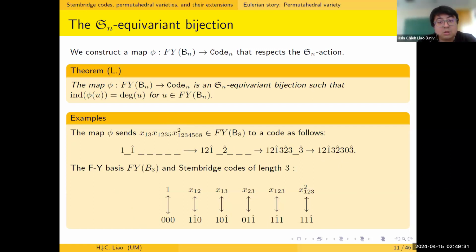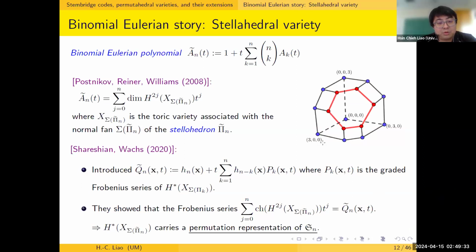Yeah. So next, we proceed to see a kind of parallel story, starting with what we call the binomial Eulerian polynomial, Ã_n(t), defined this way. And Postnikov, Reiner, and Williams in 2008 showed that these binomial Eulerian polynomials are actually the Poincaré polynomials of some toric variety associated with the normal fan of a polytope called the stellohedron.